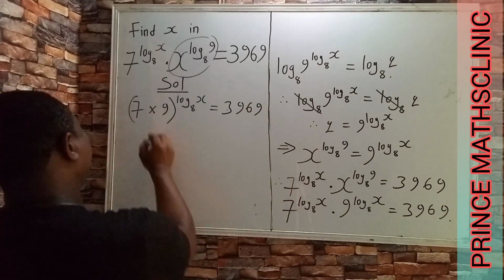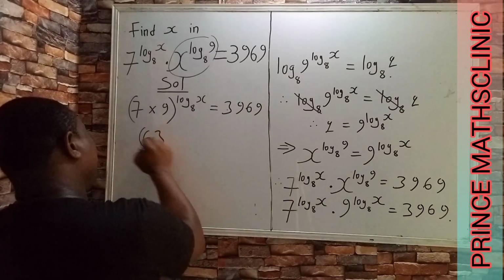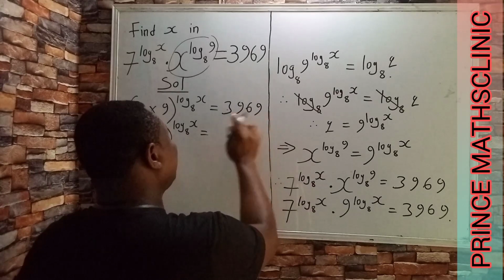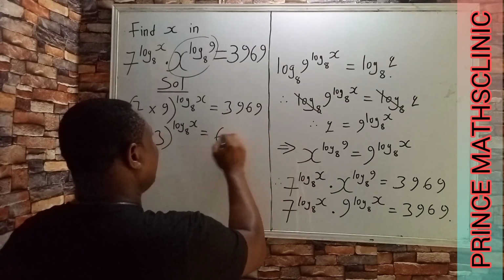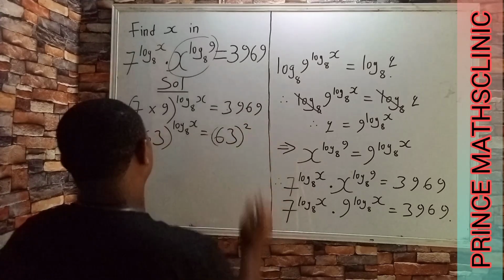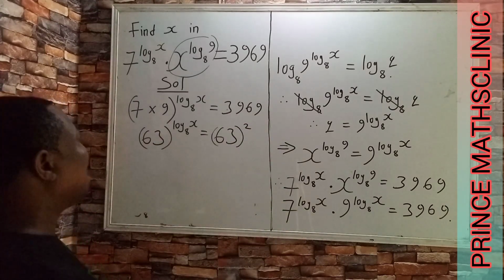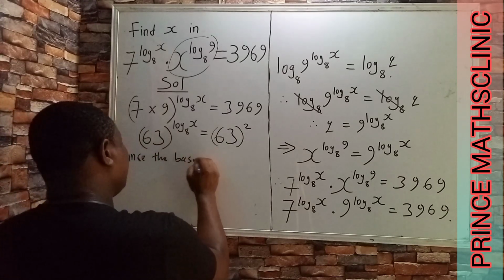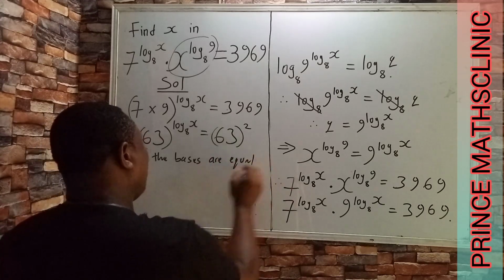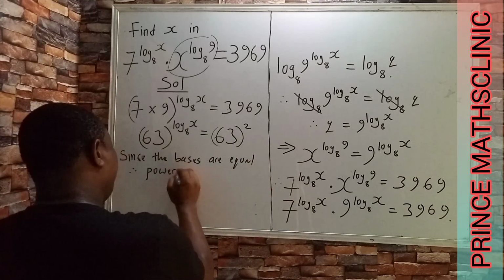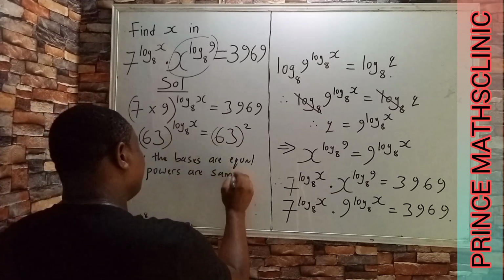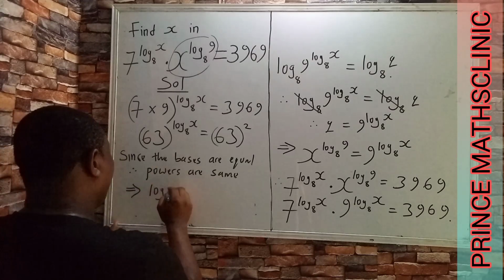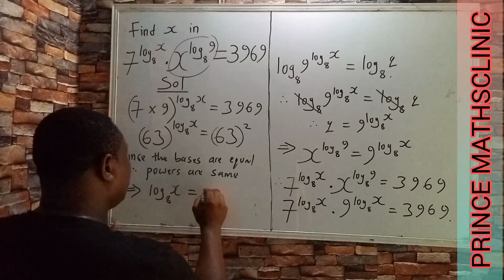And 7 times 9 is 63. So it means 63 to the power of log x base 8. And 3969 is the same thing as 63 to the power of 2. Now that the bases are equal, it means that the powers are the same. So since the bases are equal, therefore powers are same. So what does that imply? It implies that my log of x to base 8 is equals to 2.